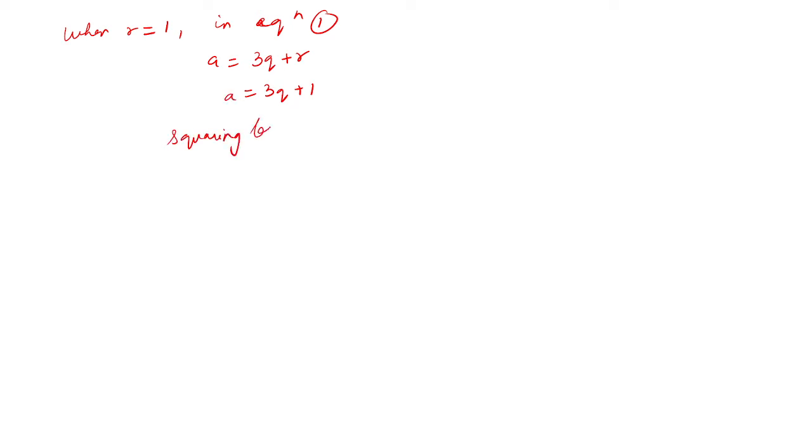Now when r is equal to 1 in equation 1, our a was 3q plus r, so this is going to be 3q plus 1. Now take the square on both sides, because we're asked to find the square. Squaring both sides, we get a square equal to 3q plus 1, the whole thing squared. This is of the form a plus b the whole thing square, so this is going to be a square plus b square plus 2ab.